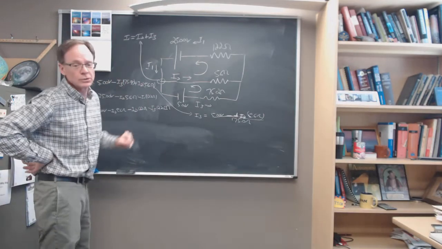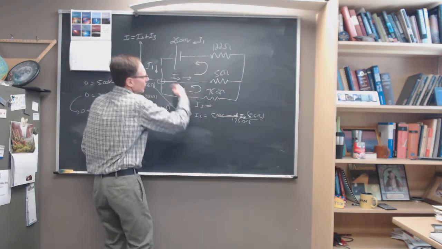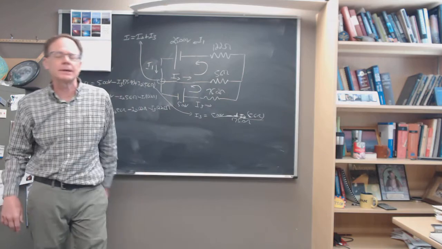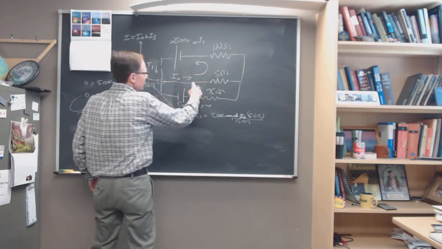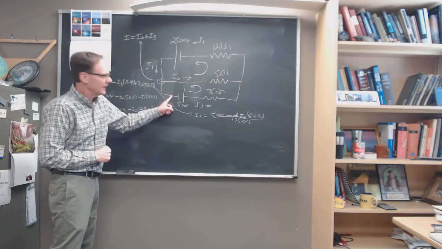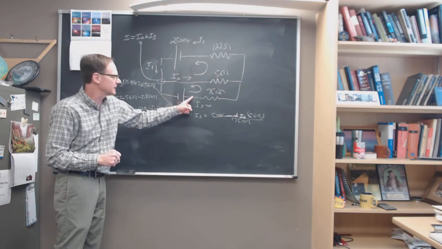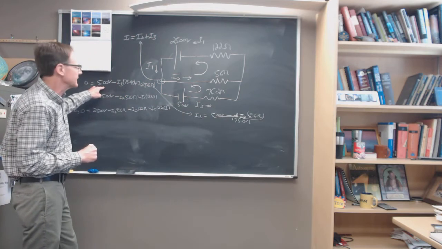And then I walk two loops. I can walk this loop, or I can walk this loop, or I can walk the big loop. I need two independent loops, and I can do any of those. I'm going to walk this loop, and I'm going to walk this loop. As I step, I'll start here. As I step from this side of the battery to this side of the battery, I get plus 5 volts, going from the low side to the high side.